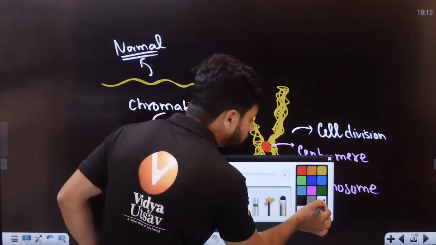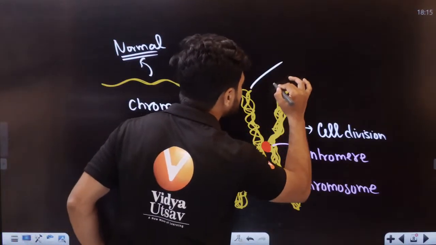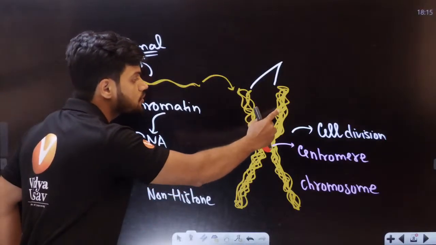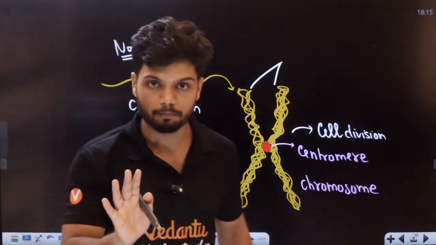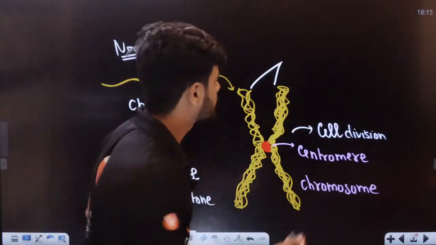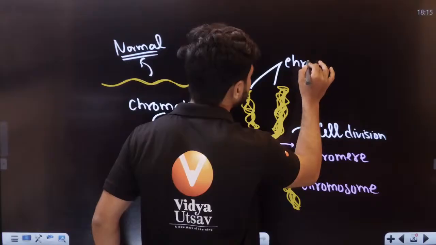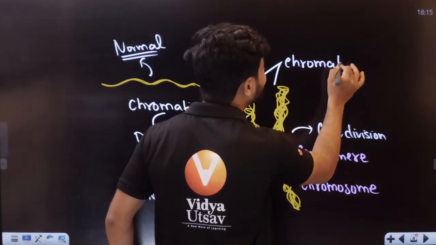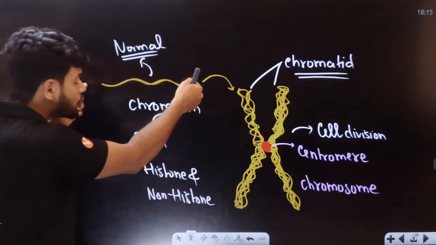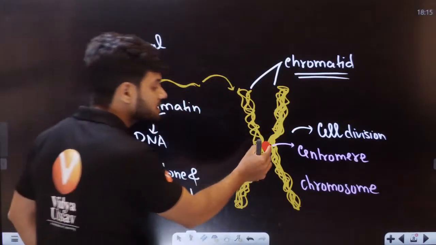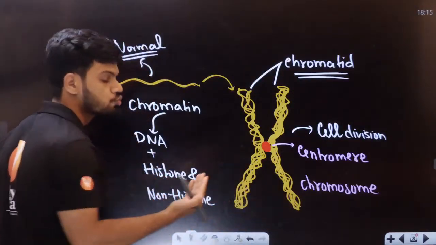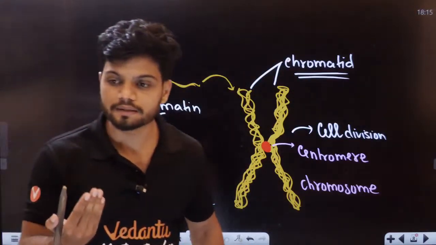Now I want all of you to focus on these two structures here. These two structures are not called chromosomes. Individually, they are called chromatids. They are called what? Chromatid. So these are called chromatids. This is called chromatin, and this is called a centromere, and this entire structure is called a chromosome. Students, how many of you understood till now?